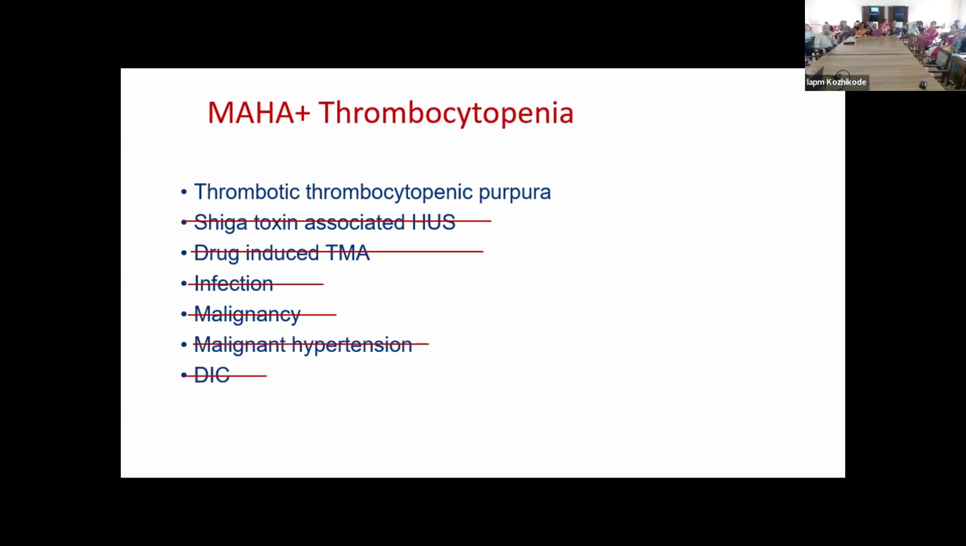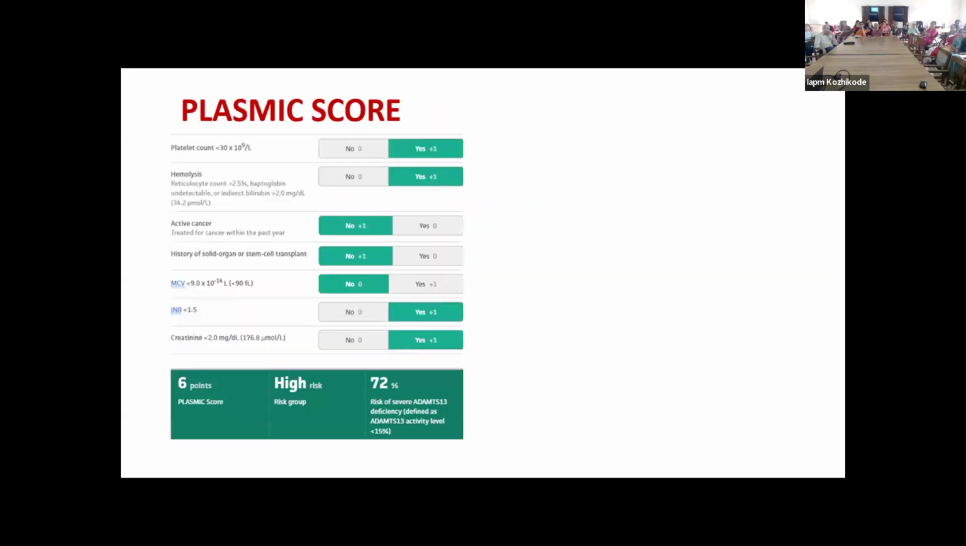To assess the risk of severe ADAMTS13 deficiency, the clinician does a scoring system called the PLASMIC score. The PLASMIC score is a clinical scoring system that predicts the likelihood of ADAMTS13 deficiency, which will help to initiate plasma exchange therapy. This scoring system was developed by Dr. Bendapudi and Dr. Robert of Harvard Medical School. It has high sensitivity for TTP, and it is used by clinicians in patients who have thrombocytopenia and microangiopathic hemolytic anemia.